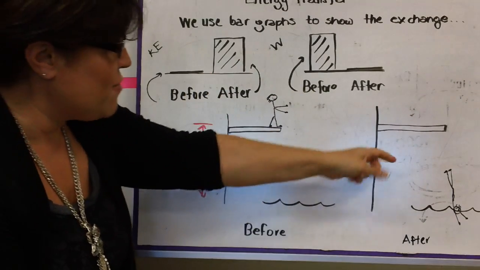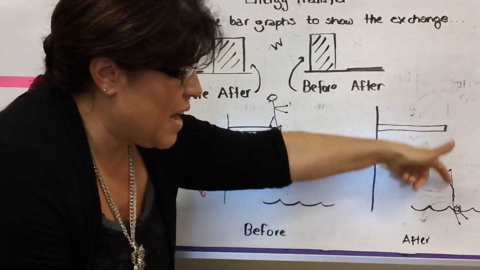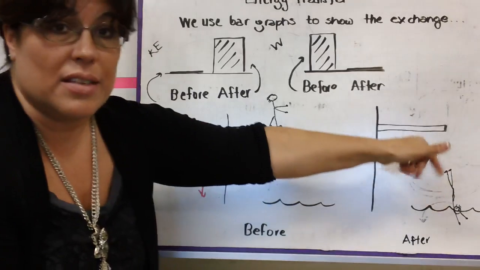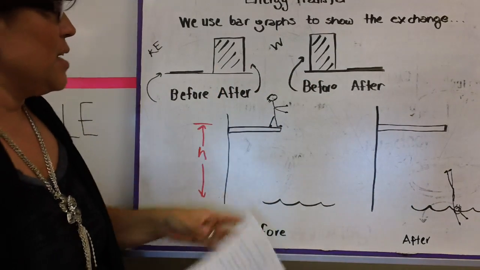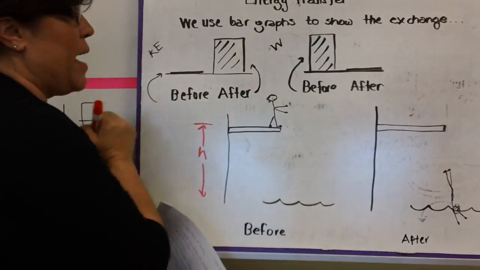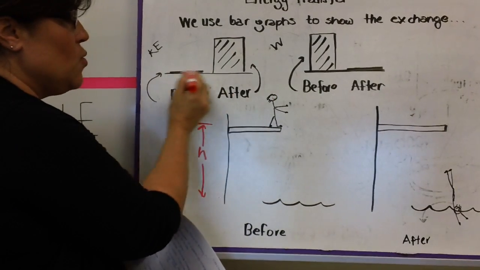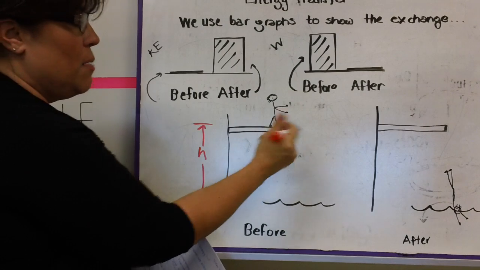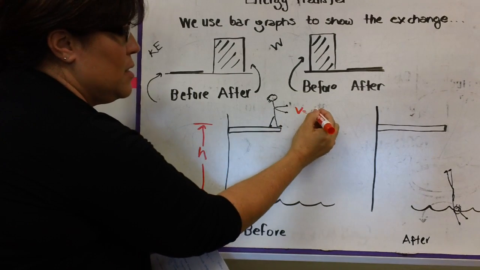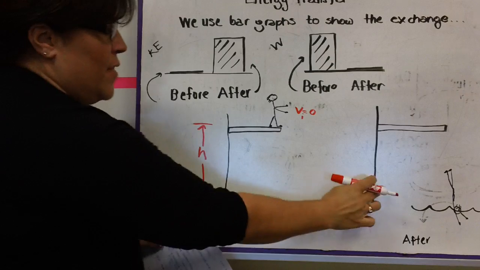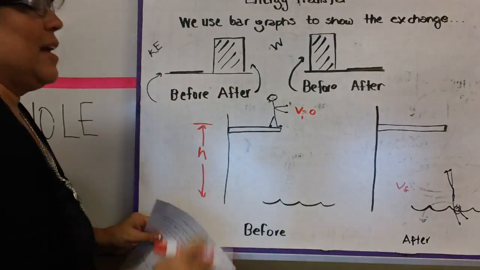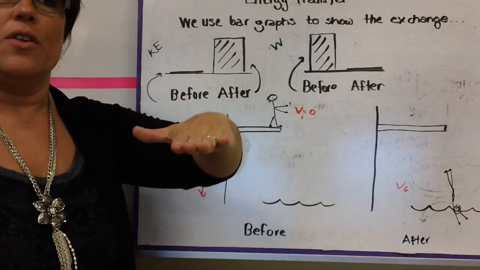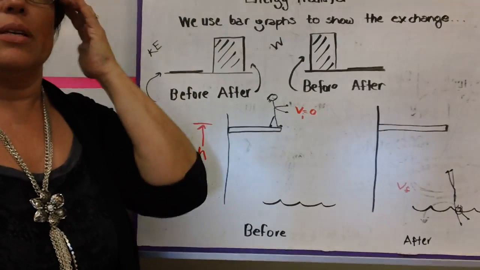And then the after, we're going to see that he's going down into the water and he has a velocity or motion going into the water. And so the after right here, the kinetic energy is maximum. So he starts off with no kinetic energy because he's standing still up here. So the V initial is 0. And then down here, the V final has a value and the kinetic energy increases. So you start with none and then the kinetic energy is going to be increasing.